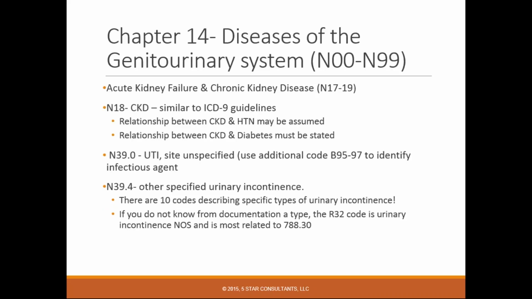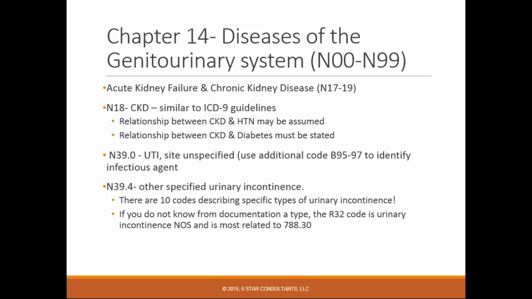Okay, Chapter 14 is the GU system, N00 to N99. That's where our acute and chronic kidney diseases are, in N17 to 19. I said that we can assume the HTN and diabetic relationship in CKD. N39.0 is like our 599.0. If we don't know the specifics on a UTI, you will use N39.0.